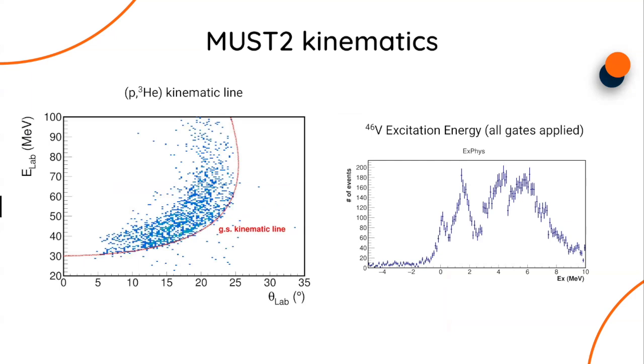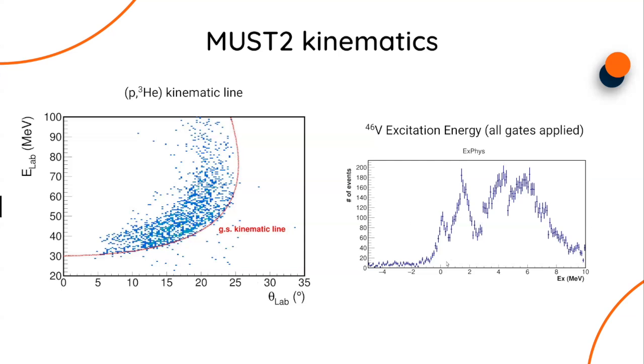And then we are reconstructing the kinematics of MUST2 using the kinematic line, and reconstructing the excitation energy of the heavy recoil. Here I'm showing the (p,helium-3) reaction selected with 0-degree detection and selected with a helium-3. You see here the ground state kinematic line, and we have other states above in energy.